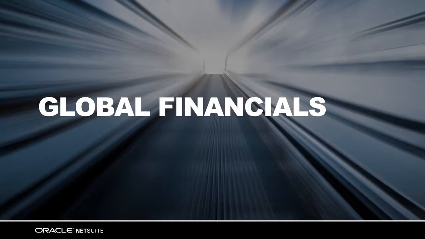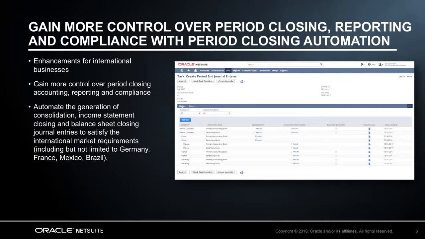As we continue to deliver more global financial capabilities, let me talk about the highlights of the 18.2 release that are particularly relevant for nonprofit organizations. In Release 18.2, NetSuite has provided further enhancements for international businesses. You can now automate the generation of consolidation, income statement closing, and balance sheet closing journal entries to satisfy the international market requirements, including but not limited to Germany, France, Mexico, and Brazil.